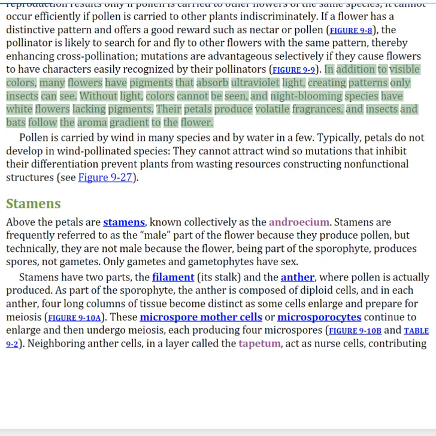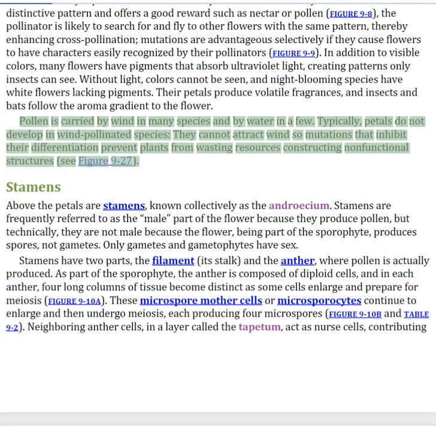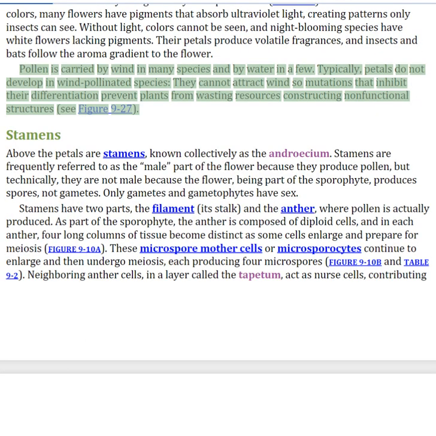In addition to visible colors, many flowers have pigments that absorb ultraviolet light, creating patterns only insects can see. Without light, colors cannot be seen, and night-blooming species have white flowers lacking pigments. Their petals produce volatile fragrances, and insects and bats follow the aroma gradient to the flower. Pollen is carried by wind in many species and by water in a few. Typically, petals do not develop in wind-pollinated species. They cannot attract wind, so mutations that inhibit their differentiation prevent plants from wasting resources constructing non-functional structures.